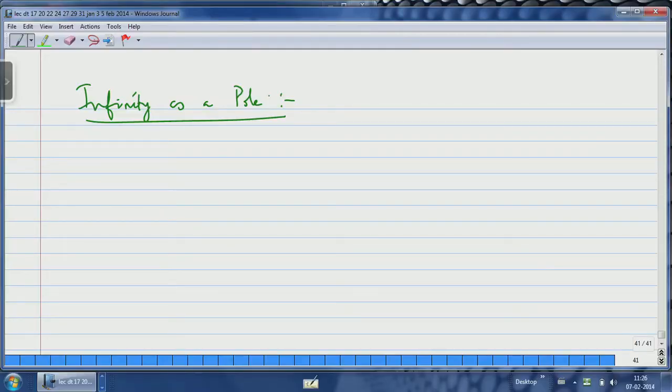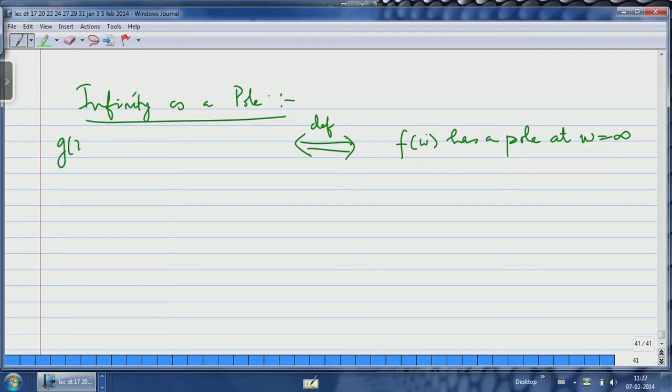So let me do that. How do you define f of w has a pole at w equal to infinity? This is the definition: if and only if g of z, which is f of 1 by z, has a pole at z equal to 0. So this is the way we do it.